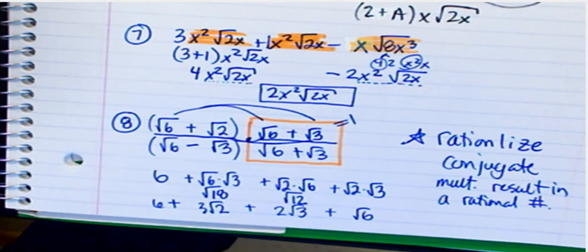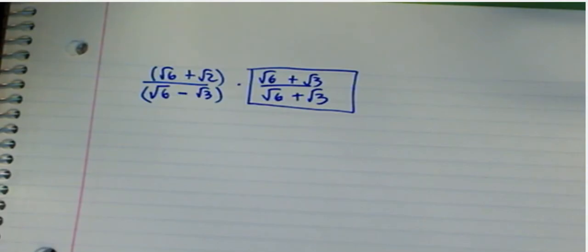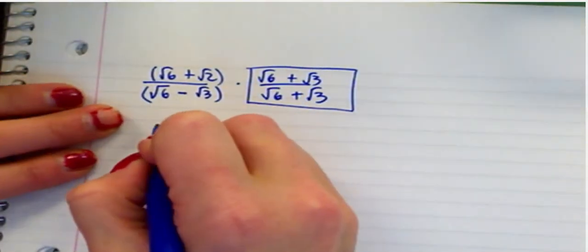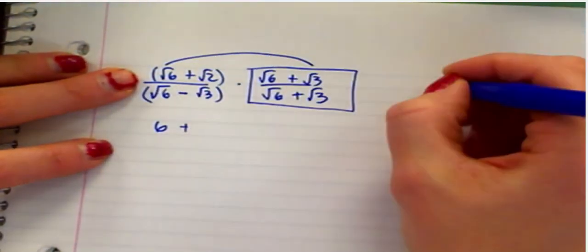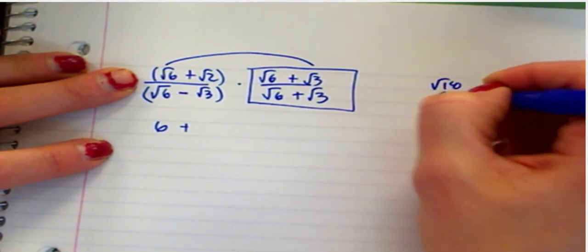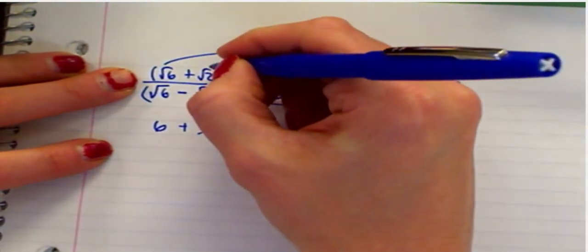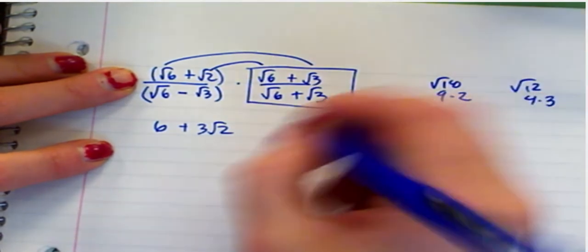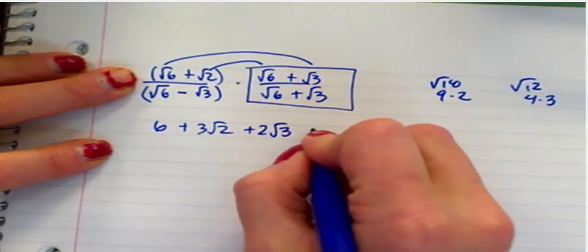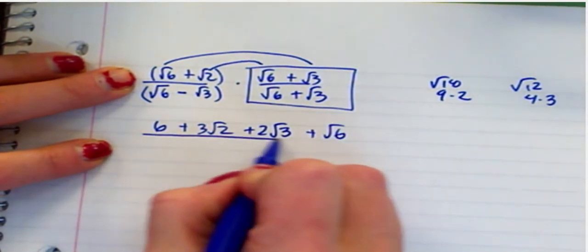Okay, now you have to do your denominator. All right, FOIL your denominator. See what you get. Okay, so here we go. I'm going to redo it because I ran out of space. So 6 plus root 18 is 9 and 2, so 3 root 2. Inner, root 12, so 2 root 3, plus root 6.